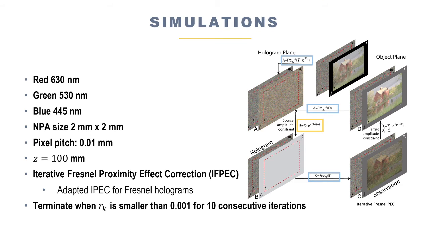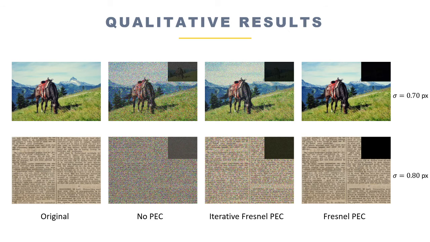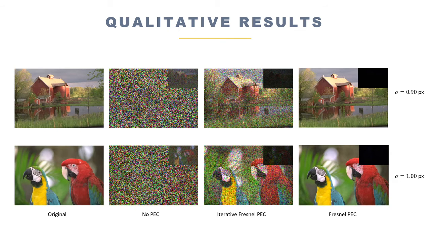We use these parameters to specify the Fresnel propagation, including the wavelength, the size of the NPA, the pixel pitch, and the propagation distance. As a baseline to compare the FPEC method to, we adapt the IPEC method from Sun et al. 2020 to the Fresnel hologram as well. We refer to this method as the iterative Fresnel PEC, or IFPEC. We show the qualitative results of the case without PEC, the IFPEC, and the FPEC methods at proximity effect level sigma equal to 0.7, 0.8, 0.9, and 1 pixel.